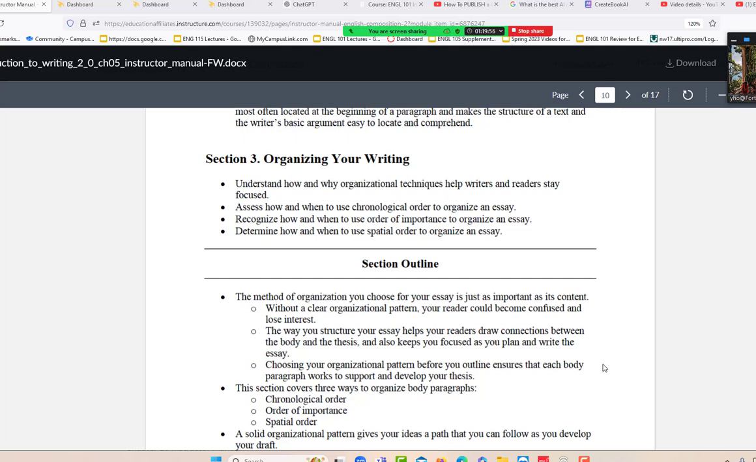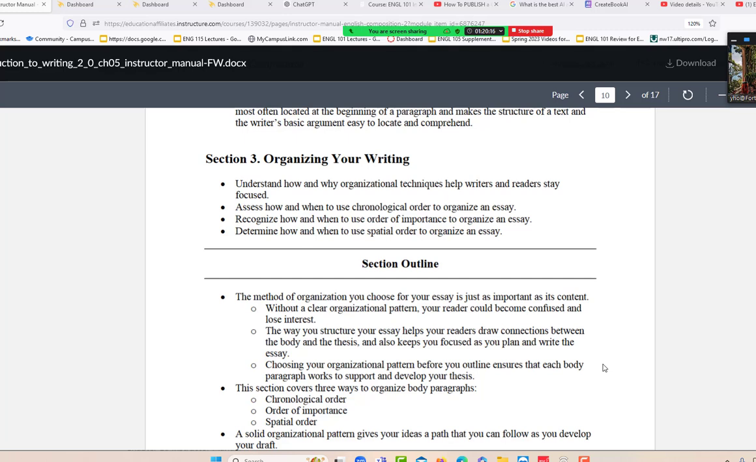So understand how and why organizational techniques help writers stay focused. And so the method, assess how and when to use chronological order, order of importance, and spatial order. The method of organization you choose for your essay is just as important as the content.